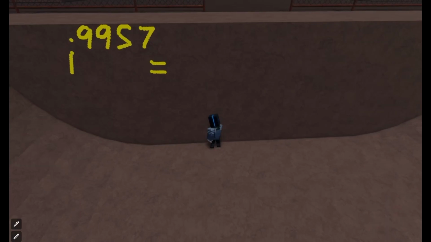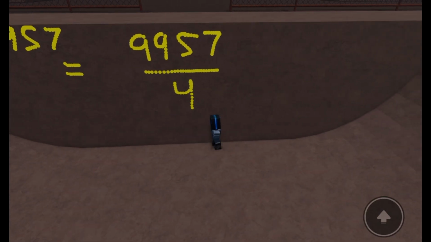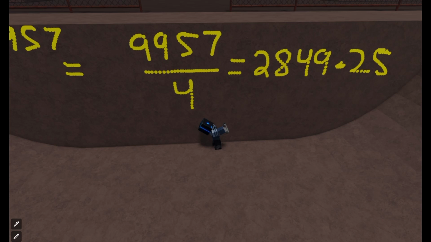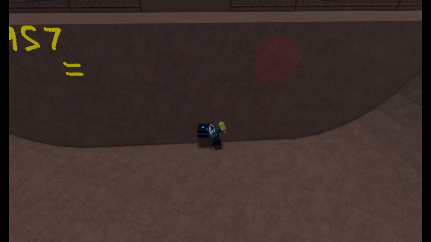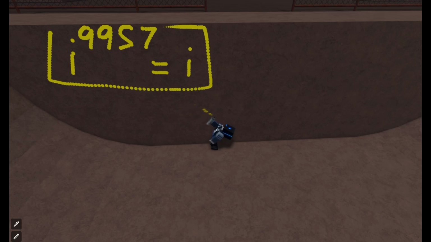If we have i to the 9957th power, the way to find what that is is to simply divide the power by 4. If you do that, you get 2489.25. And notice that we end in 0.25. This means we have a remainder of 1 when we divide by 4. Remember that a remainder of 1 just means that our answer is i to the 1st power, which is just equal to i. So this massive power is simply equal to i.